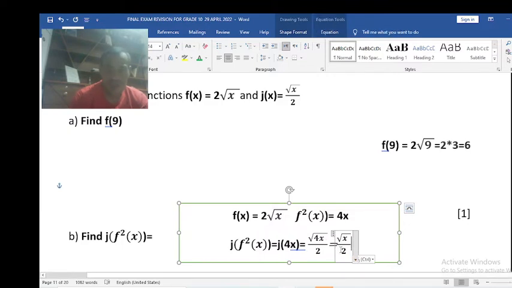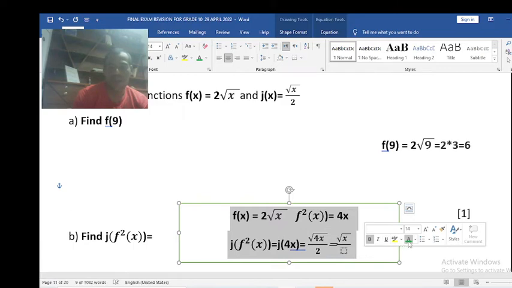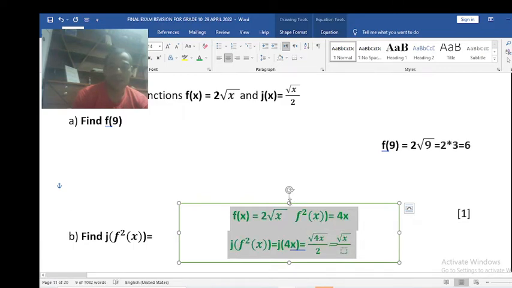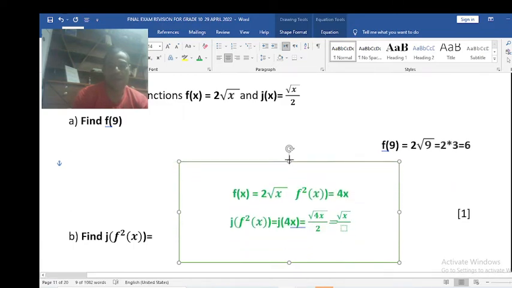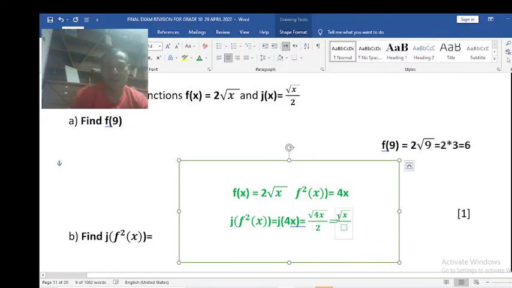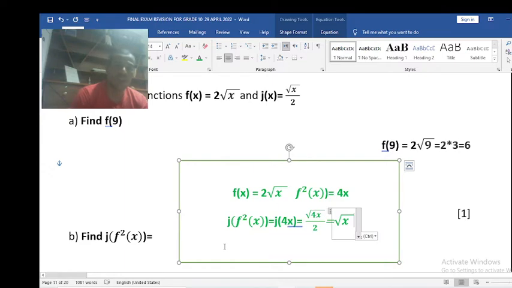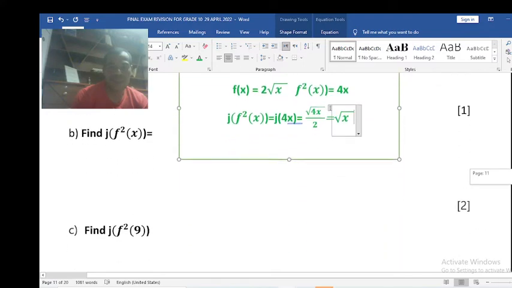Then I will erase this one. Okay, this is how you can solve this kind of question. Here you can write it as the square root of x. So g of f squared of x is the square root of x. Clear? Now we move to the next part.